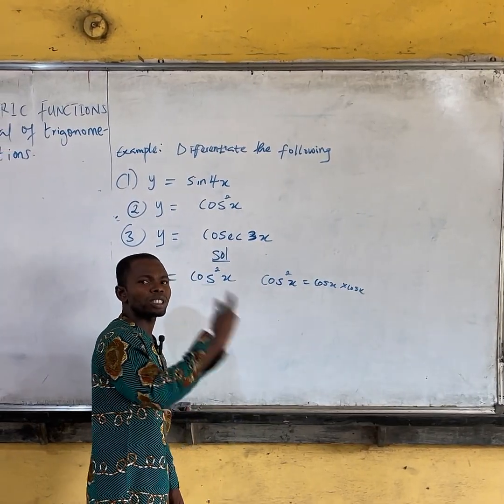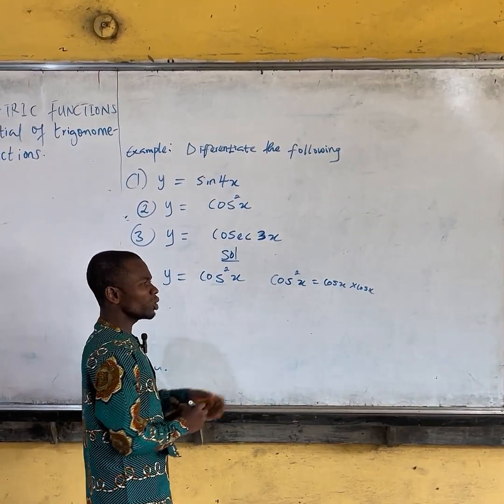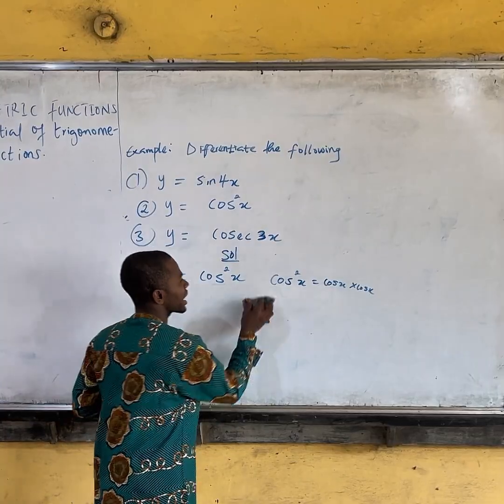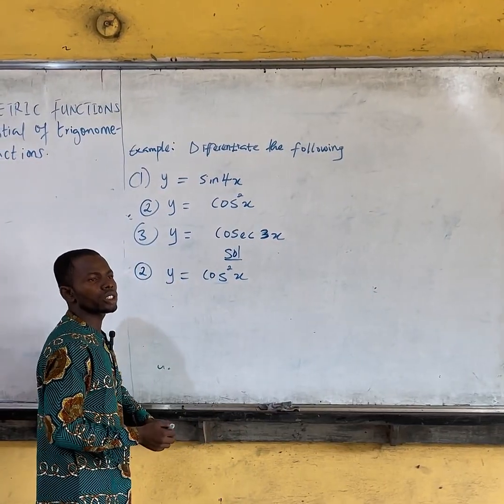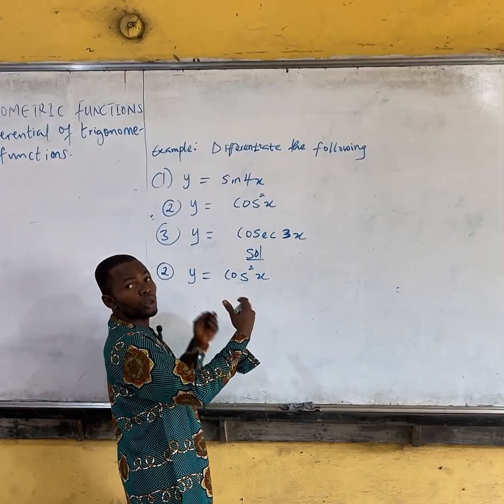That is cos x multiplied in 2 places. So there is no way you can differentiate directly. So in that case, you have to use chain rule. It has been composed in 2 places.